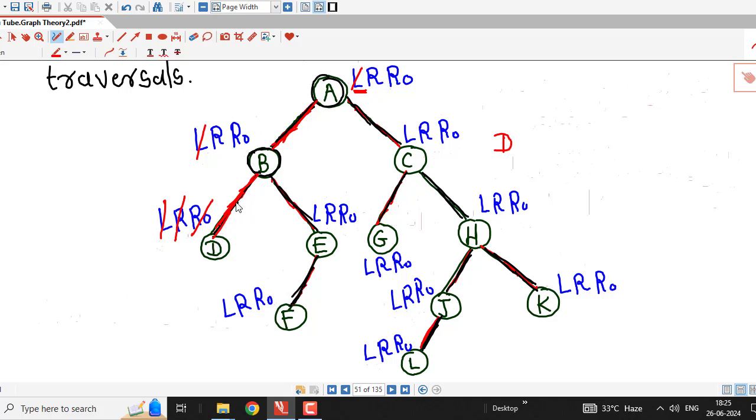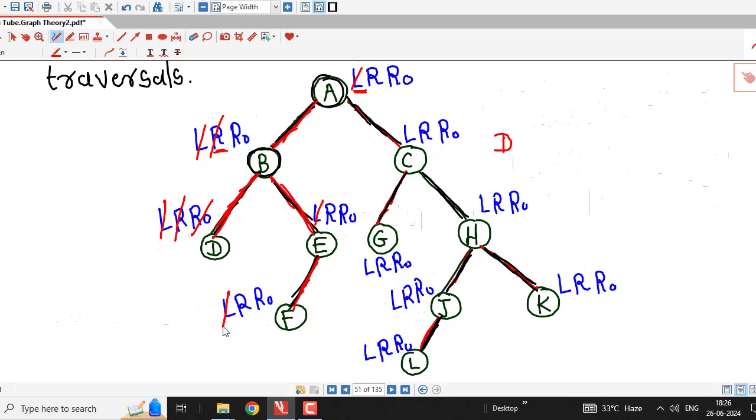Now we go back in the same direction. Here we come to vertex B. Here we have to traverse the right subtree of B. R means we have to go in the right direction of B. So we cancel R and we go to the right of B. Here first we have to consider left of E. So we cancel L and we go to the left of E.